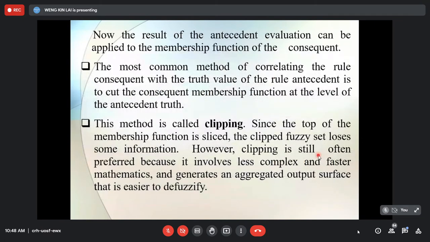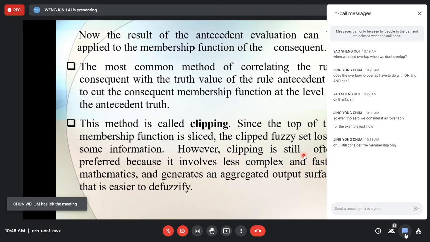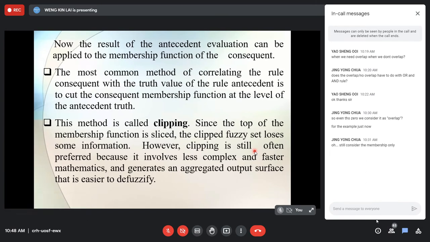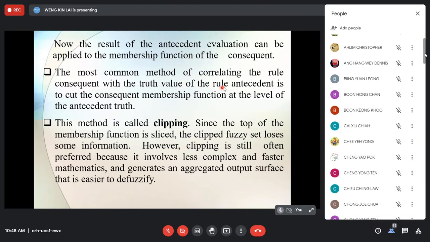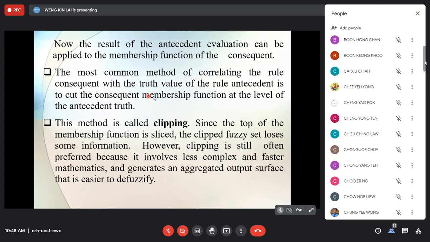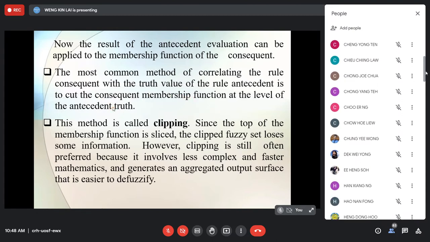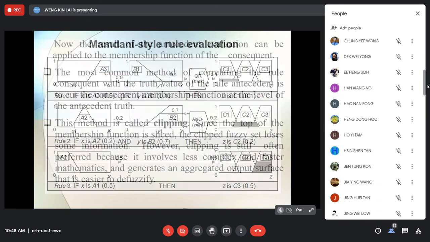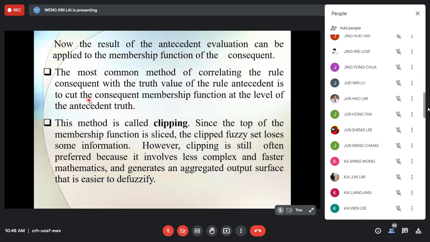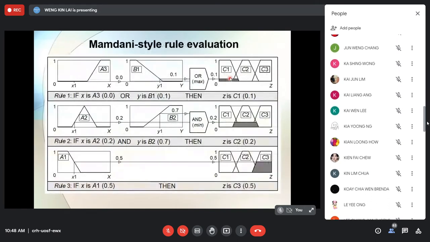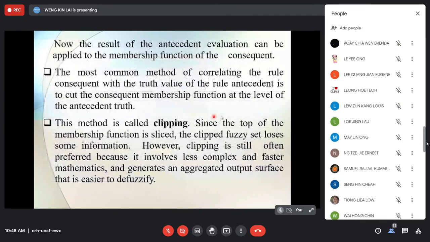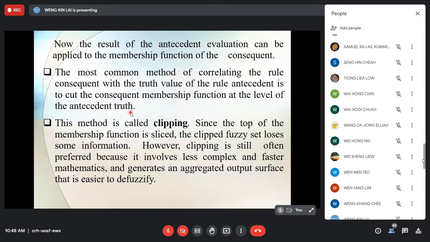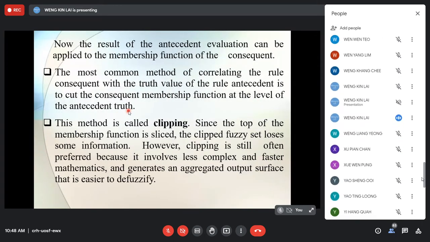Now, the most common method, right? Again, notice the word used here, most common. The most common method of correlating, combining or relating the rule consequent with the truth value of the rule antecedent, is to cut the consequent membership function at the level of the antecedent truth. That's what we did here. We cut it at that level based on the result of your antecedent. This is a consequent membership. You cut it there based on the level of the antecedent. We call it truth, the fuzzy membership from the antecedent part.